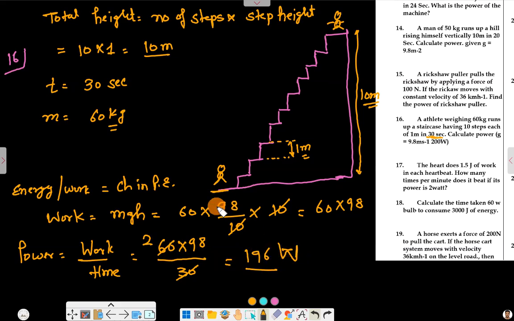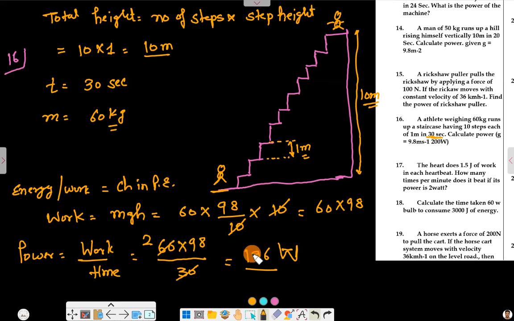watt. If we had used g equal to 10, then this will be 60 into 10. This will be 60 into 100, divided by 30. So 2 into 100 is equal to 200 watt would be our answer. So it depends upon the value of g. The answer might vary slightly. It can be 200 or 196. Both are correct if g is not mentioned.